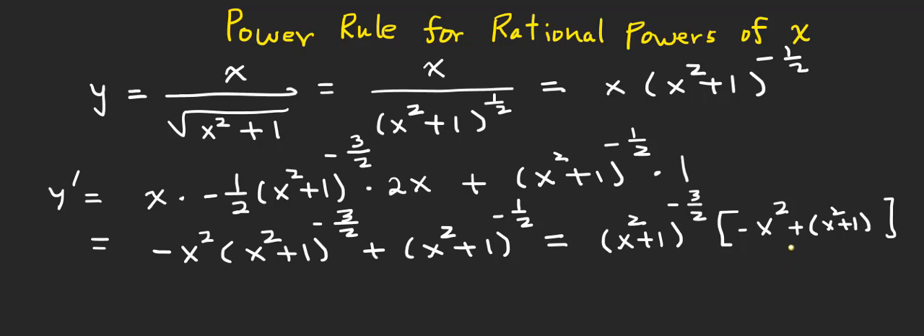So now what happens when you add up the like terms inside? Negative x squared and x squared cancel out. You just get 1. And 1 times this is just this expression right here. So that will be the final answer. But if you want to make it into a positive exponent, you know what to do. So I'll leave that up to you.